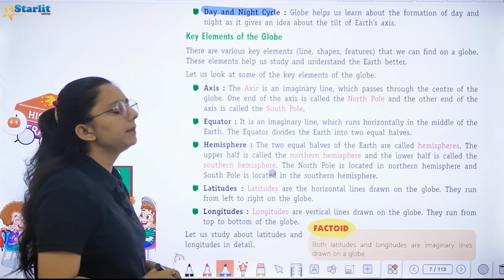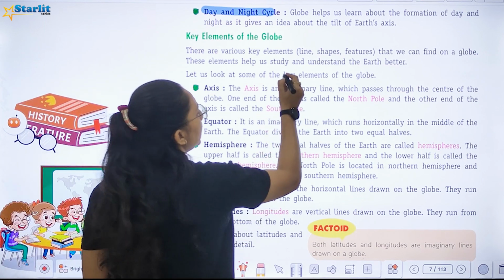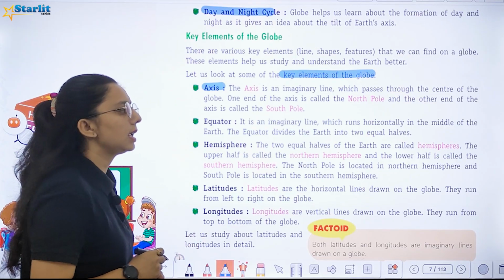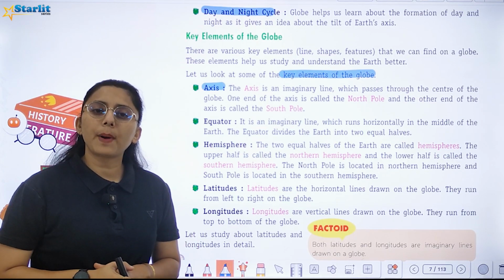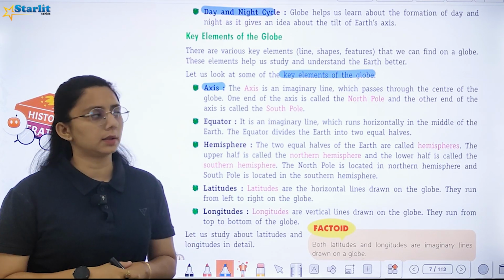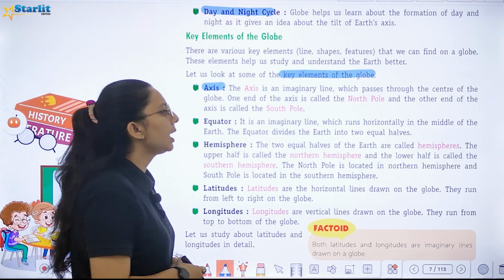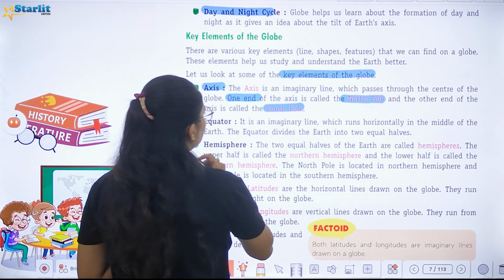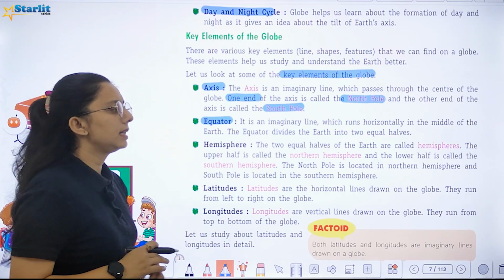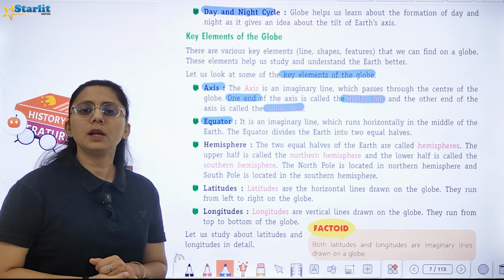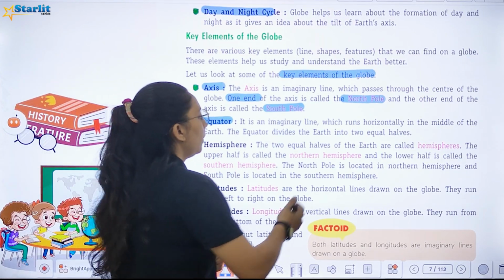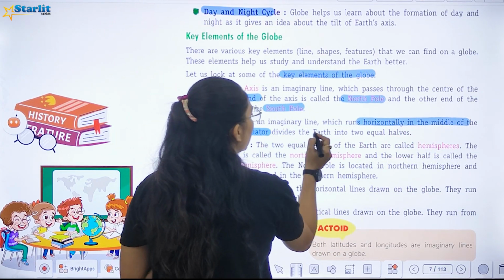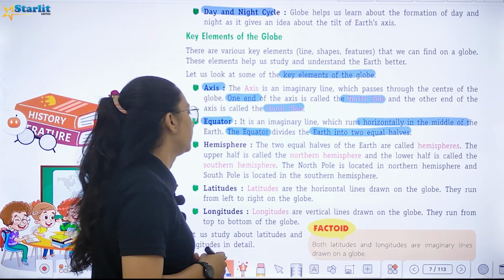Then we have key elements of globe. What are the different key elements of the globe? First is axis. Axis means it's an imaginary line which passes through the center of the earth, right? One end of the axis is North Pole and other end is South Pole. Next is equator. It is an imaginary line which runs how? Horizontally. Where? In the middle of the earth. And the equator divides the earth into two equal halves.